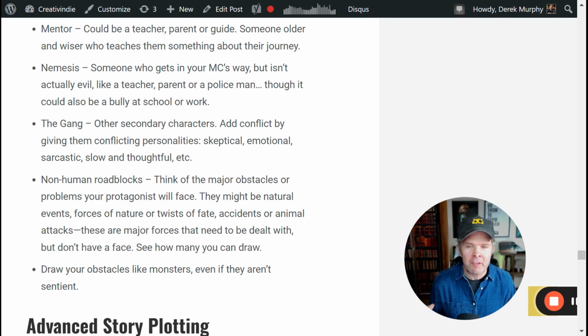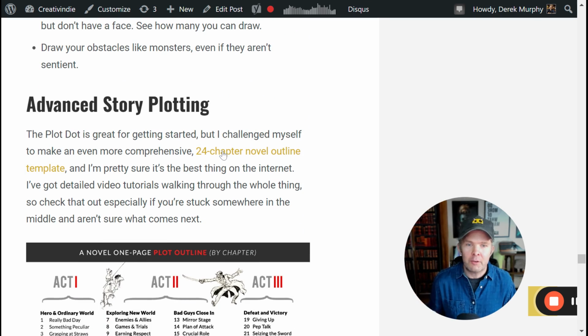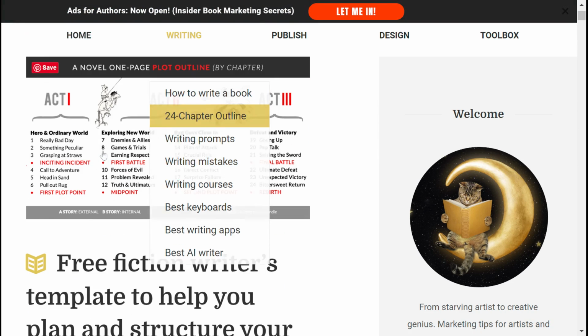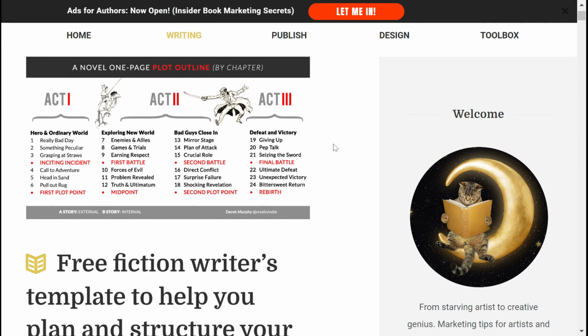On creativeindie.com, I've got a bunch of stuff on character development cheat sheets, and that's really useful too for making more developed round characters. And I also have developed a pretty robust 24-chapter plot outline. That's also really popular, but you probably need to start with the Plot Dot to understand the 8 turning points first, because then the rest of it will make sense, because these 8 points in red, those are the Plot Dot, and everything else in between shows you what can kind of happen for every chapter.